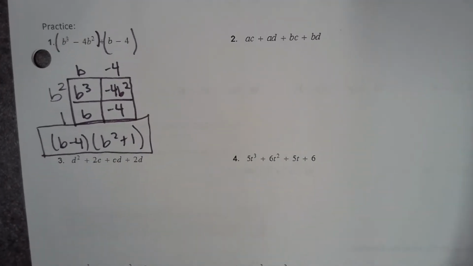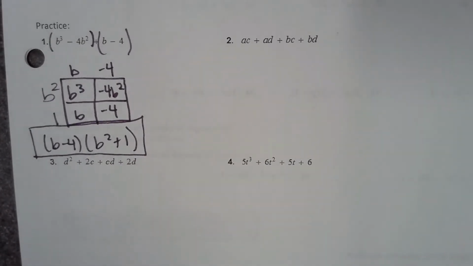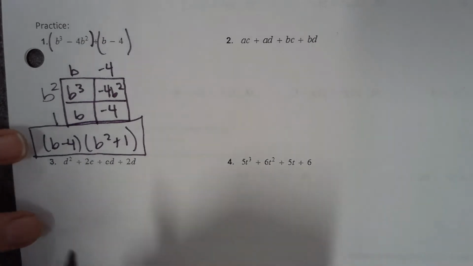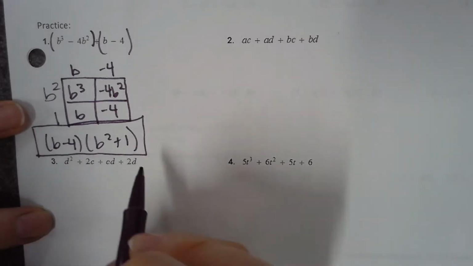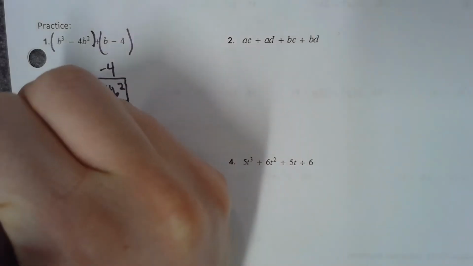Now I'm going to do number 3. If you need to pause along this video at all or rewind it for students who have questions, you can do that as well. Okay, now we've got our d squared plus 2c plus cd plus 2d. So let's factor that by grouping.